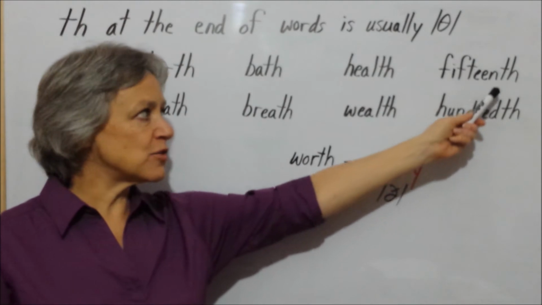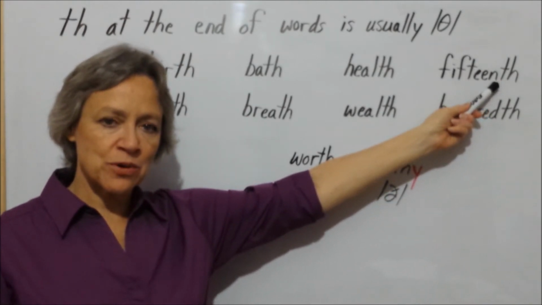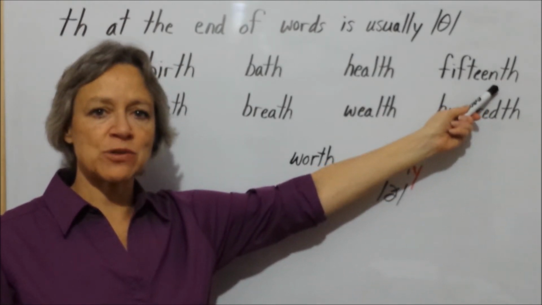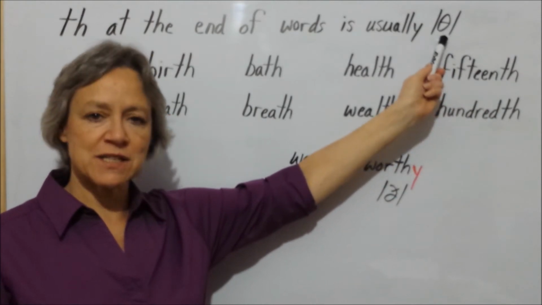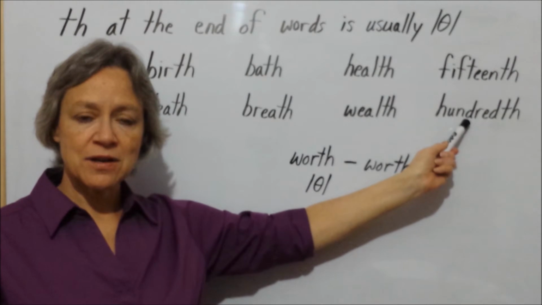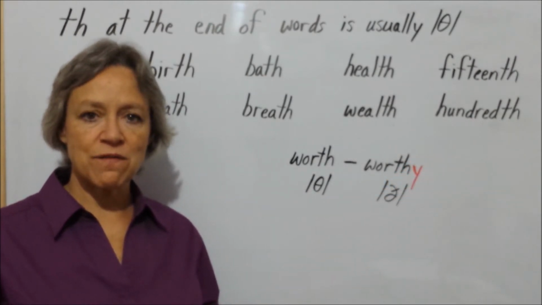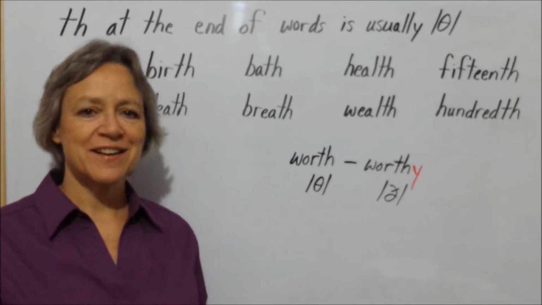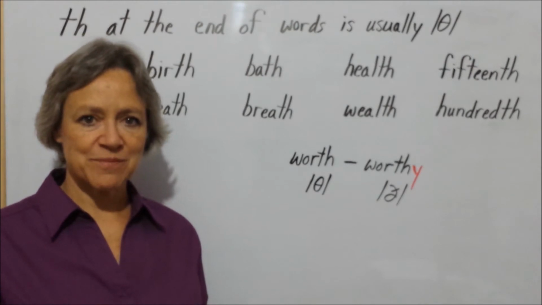When we add the letters TH to the end of a number, that TH is always pronounced with the voiceless sound. So in addition to 15th and 100th, I could have 10th or 12th or 16th. The TH is always voiceless.